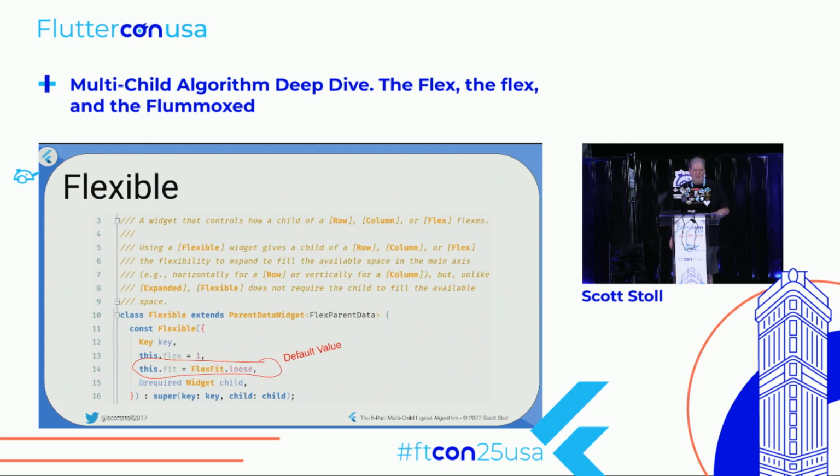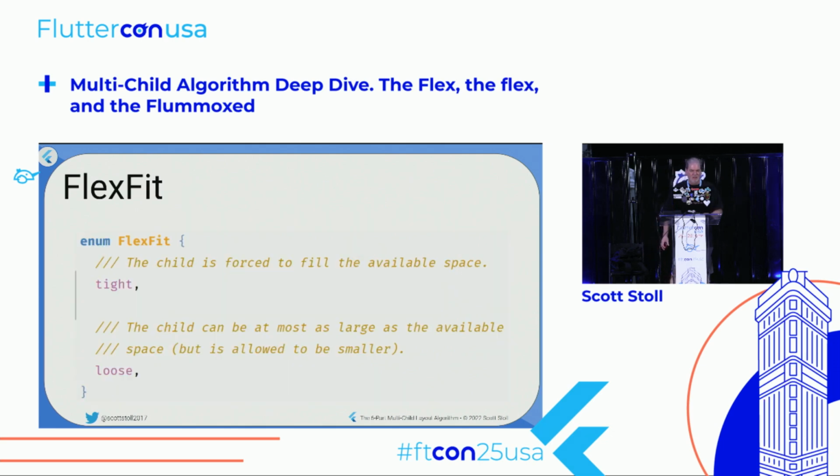So, next, let's take a look. Oh, I'm sorry. The default value of flex fit loose is there circled. So right here again, we take a look at it, and tight is going to force it to fill all of the available space right there. Now available, once again, means the space reserved for it, because that's what's actually available to it.